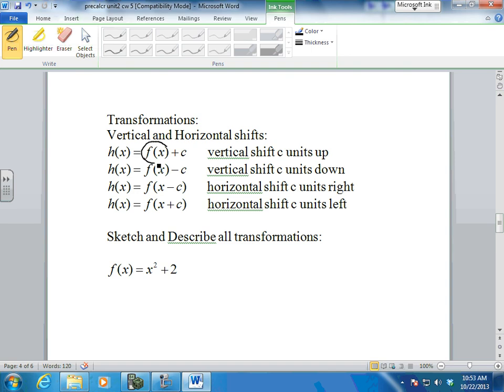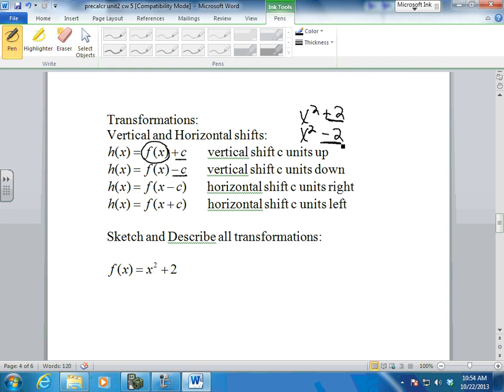Whatever our function is, if outside of that parentheses, we add a c or subtract a c, like this, x squared plus 2, x squared minus 2. And you've seen all along that you knew they were going up and down. This is your vertical shift up. This is your vertical shift down. Whatever c happens to be. 2, 5, whatever it happens to be.